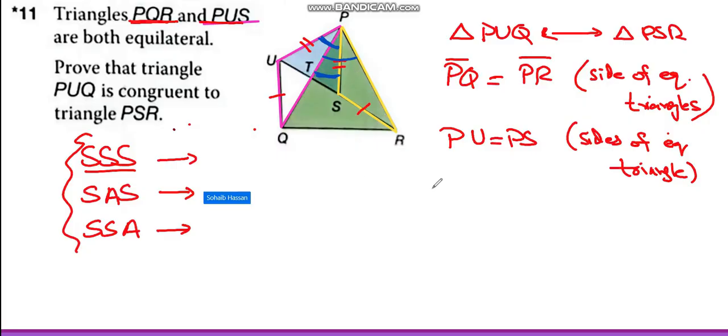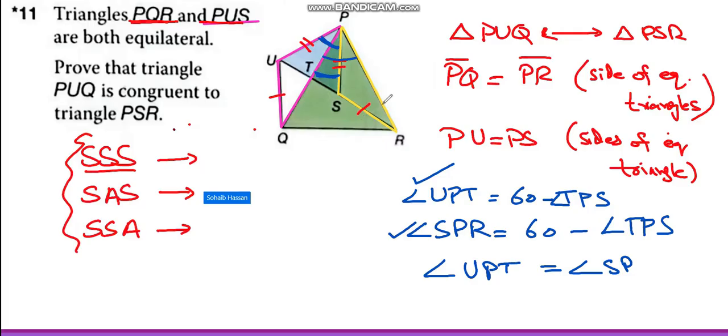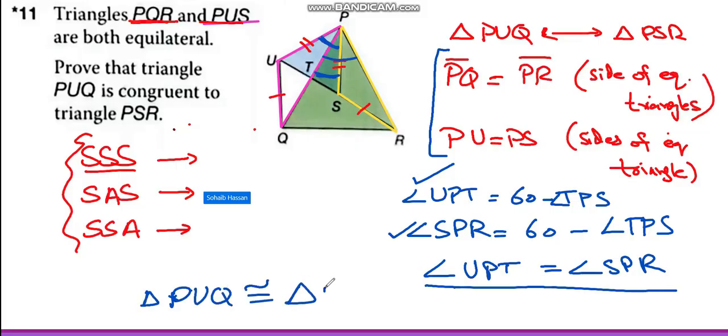So if I write down the size of UPT, angle UPT should be equal to 60 minus angle TPS. And also the angle SPR is 60 minus angle TPS. So both these angles, means UPT and SPR, are 60 minus TPS. So both of these angles are equal in size. So as we have proved that the two pairs of the sides are equal and one pair of the angle between these two sides is equal, that's why we can say that the triangle PUQ is congruent to the triangle PSR. Thank you.